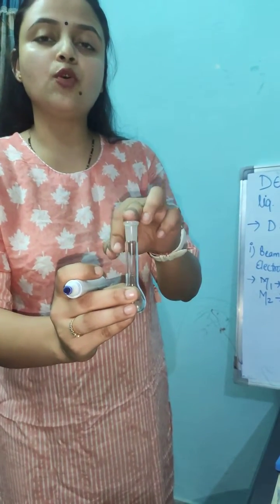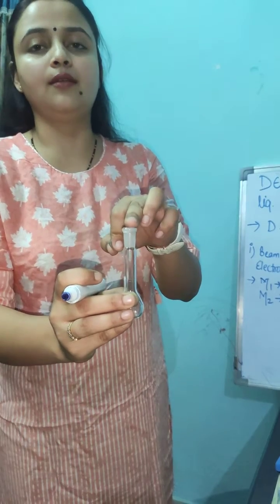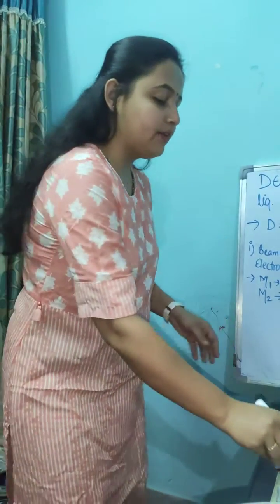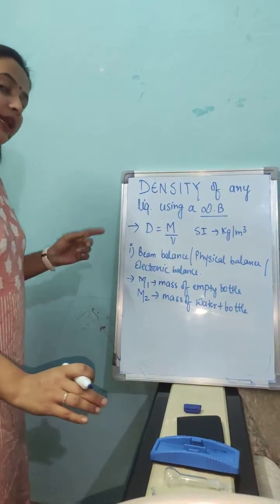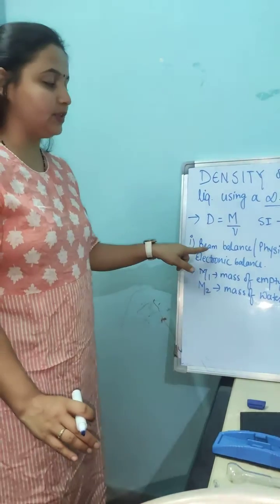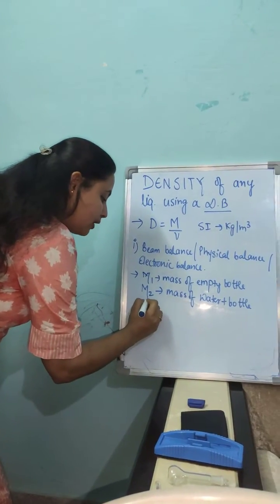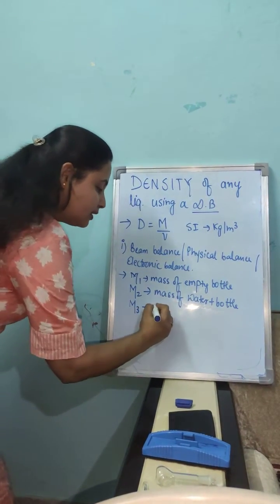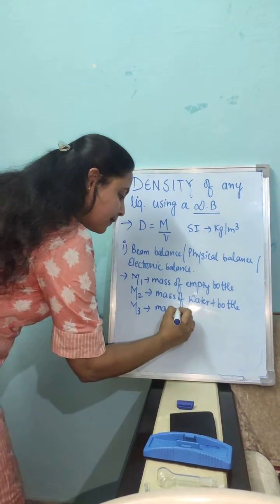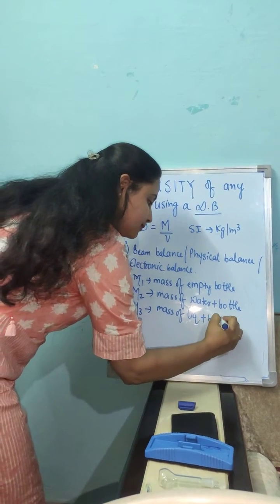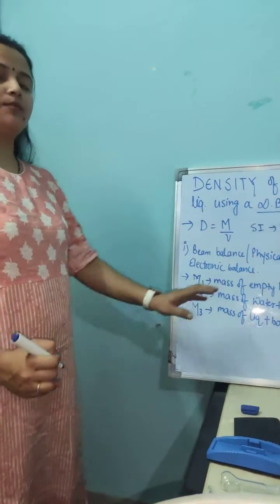Now I am going to pour in the liquid or chemical which is given to you. When I pour this liquid, again I am going to measure the mass with the help of either a beam balance, physical balance or electronic balance. That I will call M3. M3 is the mass of liquid plus bottle.